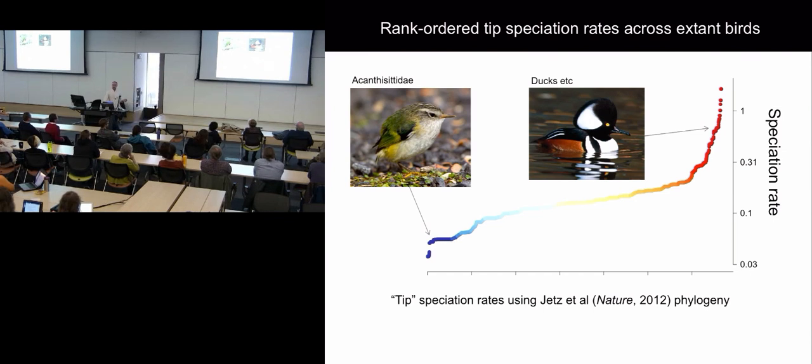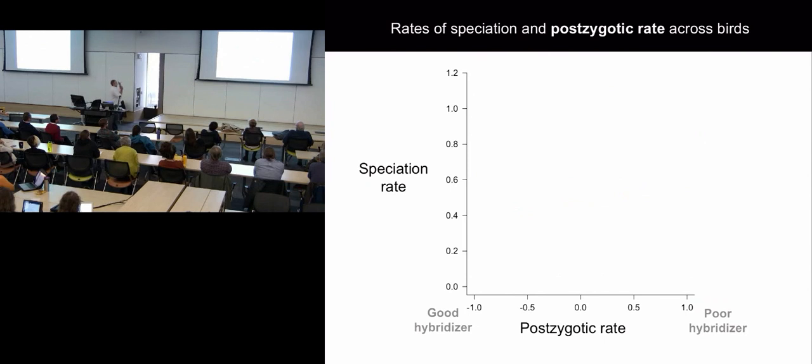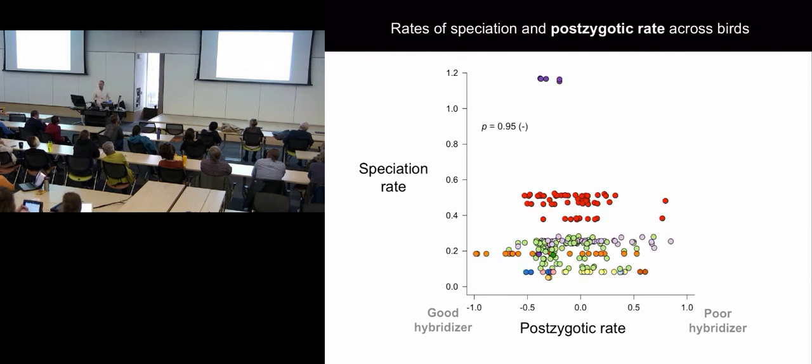The test that we're going to do now is pair these things. We've got rates of reproductive isolation evolution and rates of speciation, and we pair them together. The prediction, of course, is that if postzygotic isolation in this sense is a key limiting control on speciation, they should be positively correlated. So what are we going to see? Noise, effectively. We don't really get much of a relationship here between postzygotic rate and speciation rate.